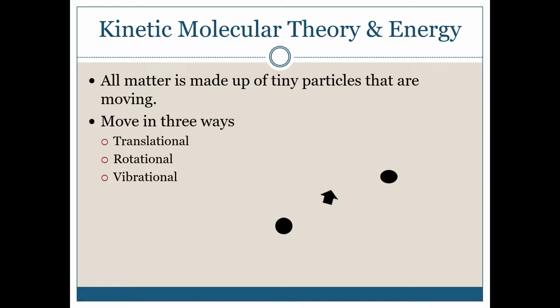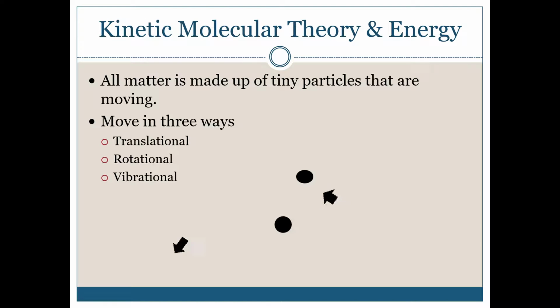Now, an object can possess all three, or can move in all three ways, as this next arrow will show you. So there is rotating, and now it's translating and vibrating all at the same time. All particles in all objects move in one of these three ways or a combination of them. I should say they always move in a combination of these three ways. So now your particles are no longer limited to just moving forwards and backwards. They can now rotate and they can now vibrate.